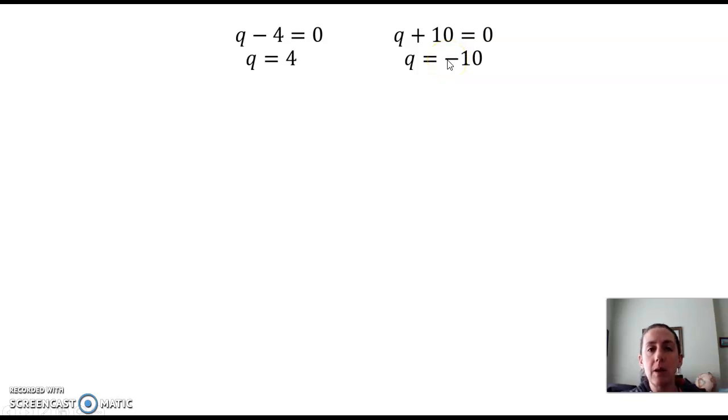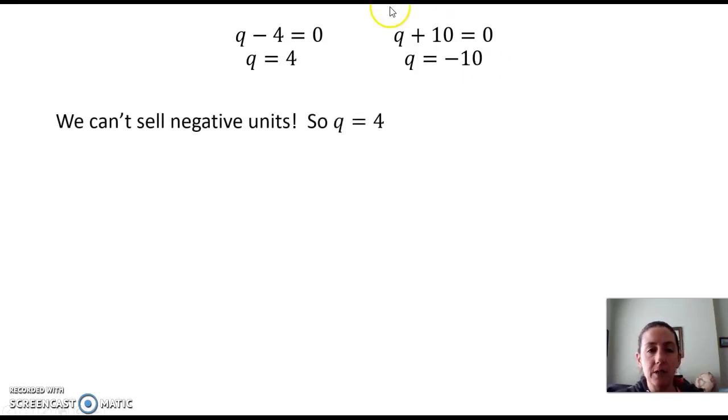But remember, Q represents quantity. It's the number of units. It's how many units of whatever your product is. It doesn't make sense to have negative 10 units, so you can't sell a negative amount of units. So we'll have to go with this positive one, Q equals 4. So now we know our quantity.